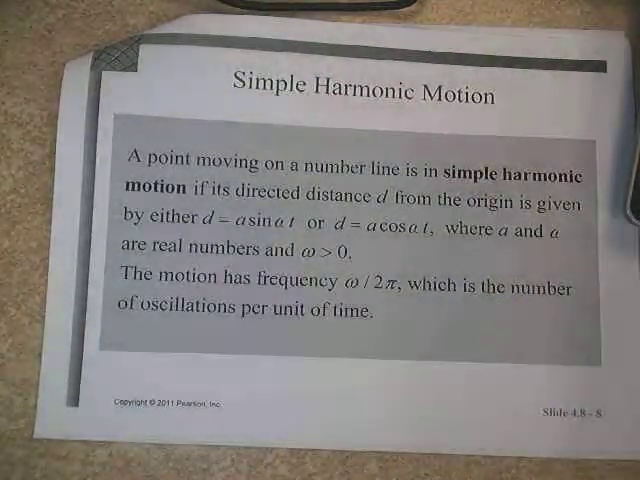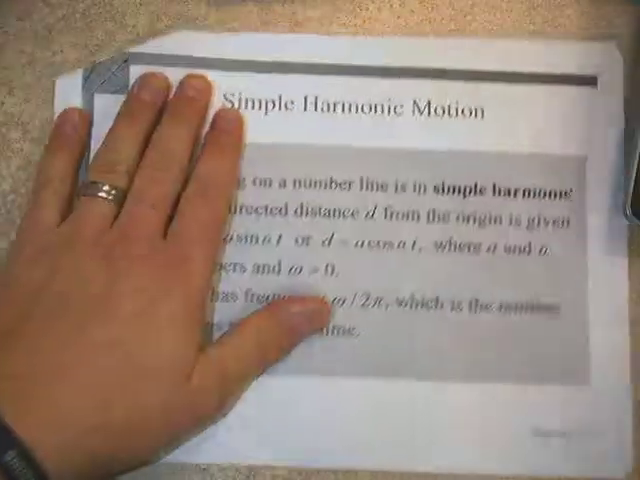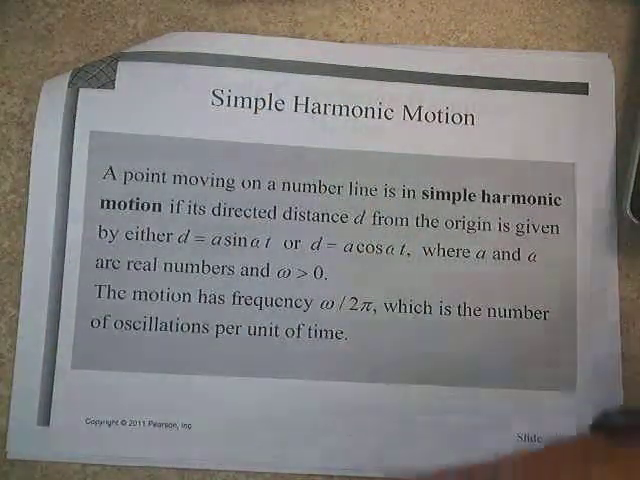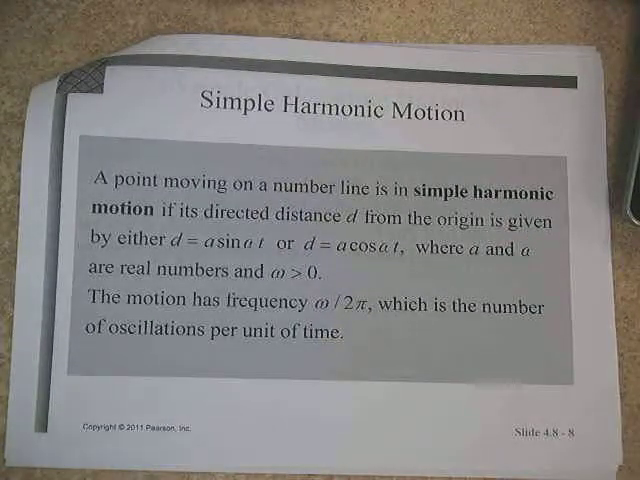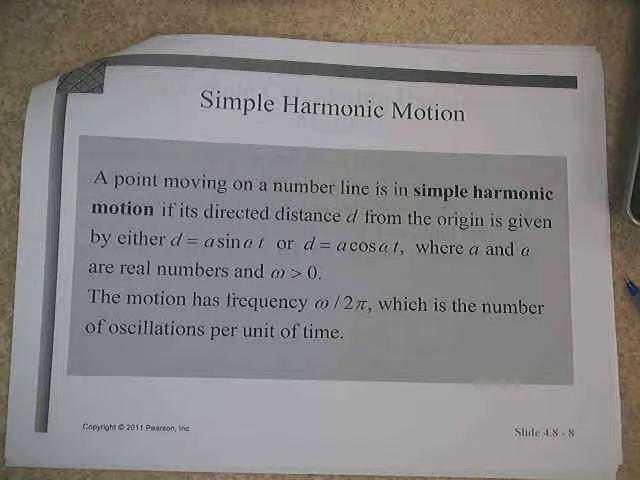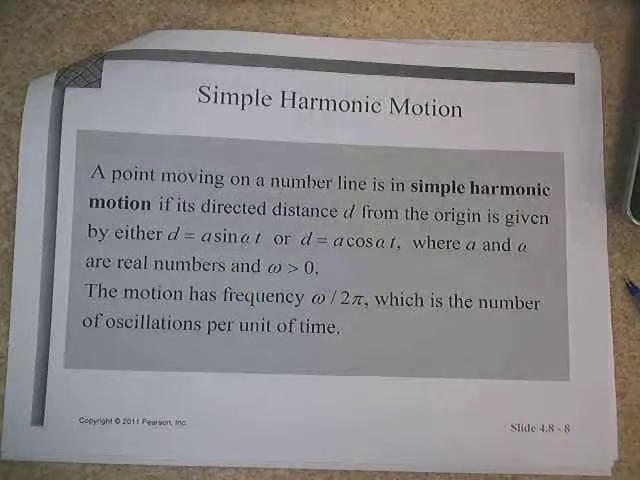All right. There's one other type of problem I want to look at here. We're going to be asked to work with our problems for today, and that's dealing with what we call simple harmonic motion. If we have a point moving on a number line, we say it's in simple harmonic motion if its directed distance d from the origin is given by either a sine or cosine function.